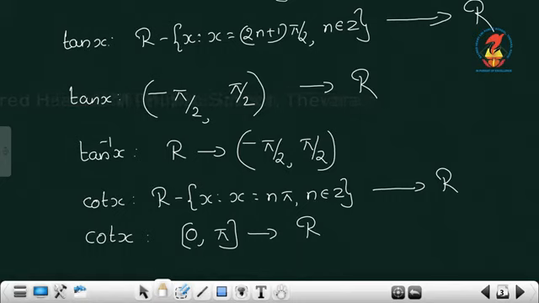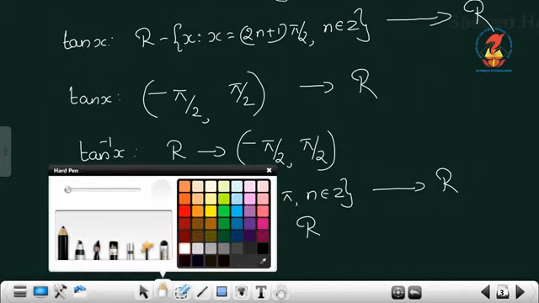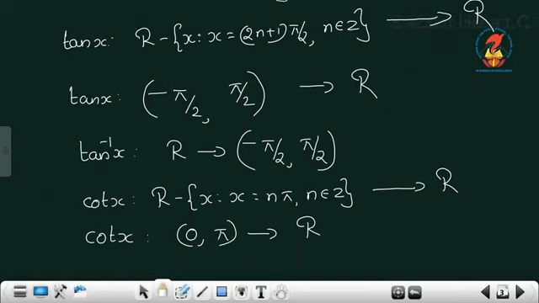Is this closed one? Again you can check. Cot x means cos by sine. Sine 0 is 0, so the function is not defined. Sine pi is again 0, it is not defined. So that is not a closed one, it is an open interval. So the function is 1-1 and onto. Hence we can define an inverse, cot inverse x from R to the open interval 0, pi.